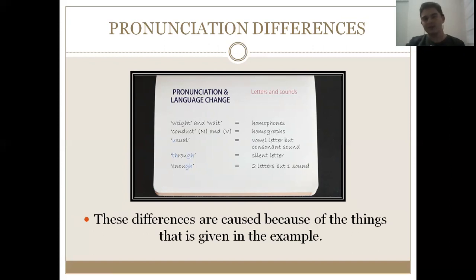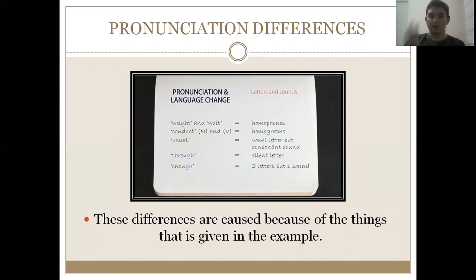What a homograph is, is that you write the same thing, but they sound completely different. So as you can see from the example, you can say "conduct" as a noun is different than to "conduct" as a verb.